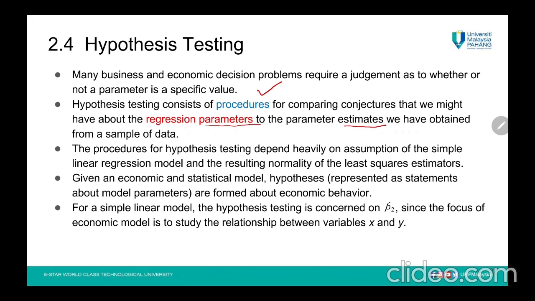Given an economic and statistical model, hypotheses are formed about economic behavior. For a simple linear model, the hypothesis testing is concerned with beta 2, since the focus of the economic model is to study the relationship between variables x and y.